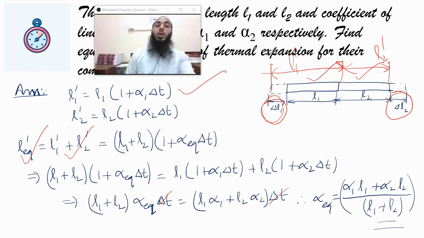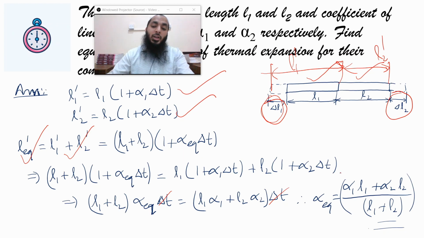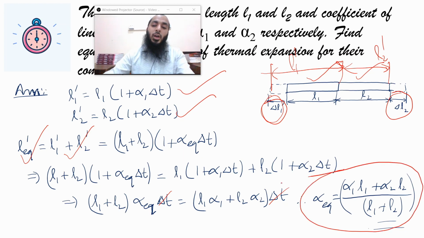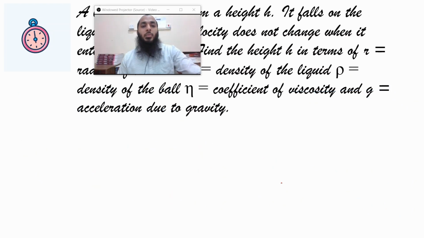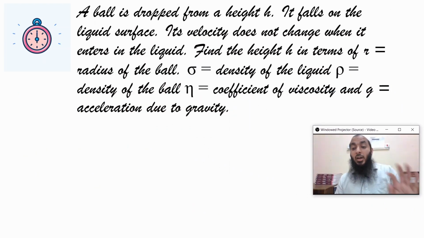is equal to L1 into 1 plus alpha 1 into delta T. This is a standard equation. This is the equation for the final length after thermal expansion. And if you add, now it's just rearrangement. If you add and rearrange, you will see that some of these quantities get cancelled, and finally alpha equivalent will be equal to alpha 1 L1 plus alpha 2 L2 divided by L1 plus L2.